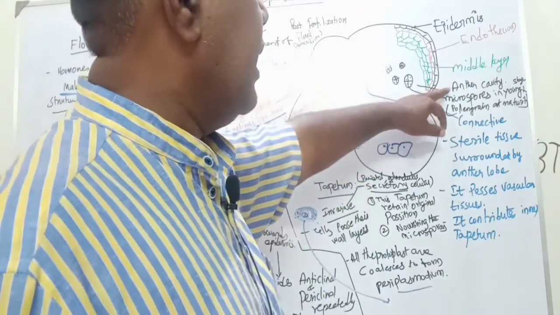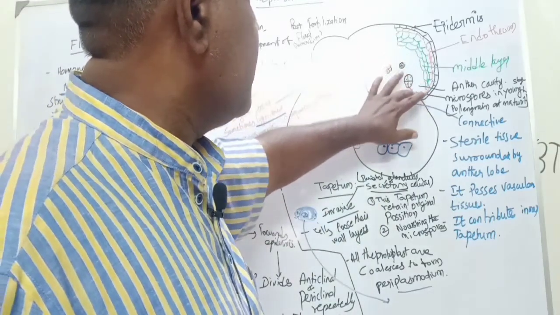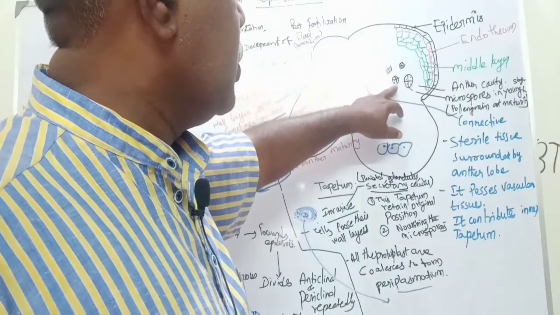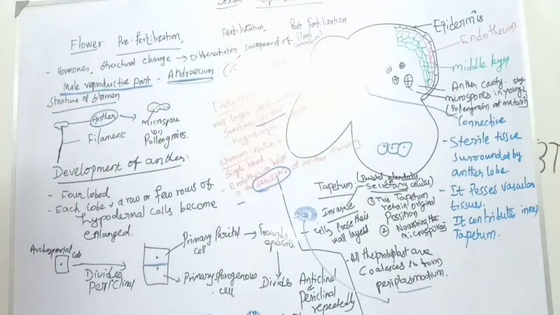See, the anther cavity contains the microspores. The microspores are in young stage. At maturity, it is a pollen, called the pollen grain.